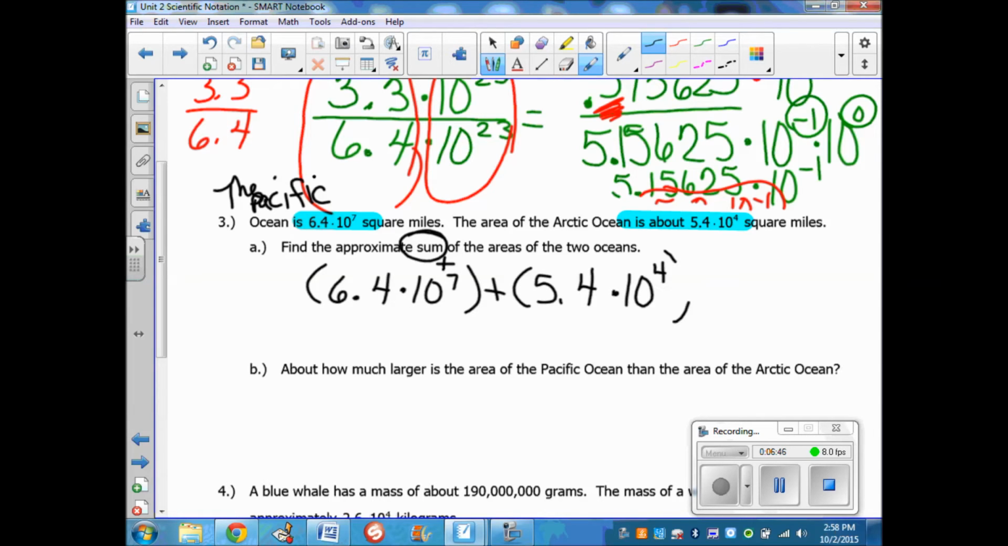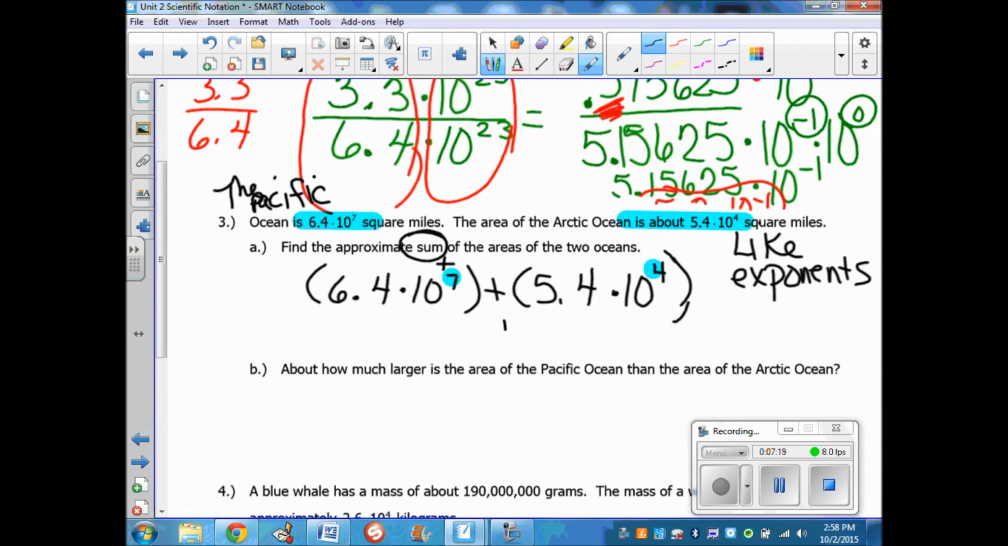So when we add, okay, we need to have like exponents. So do I have like exponents right now? When I examine them, I see a 7 and I see a 4. Those are not like exponents, so we have to make that happen. So I'm going to choose to make everything a 4. So I've got a 7 or a 4. I'm going to pick to make everything 4.